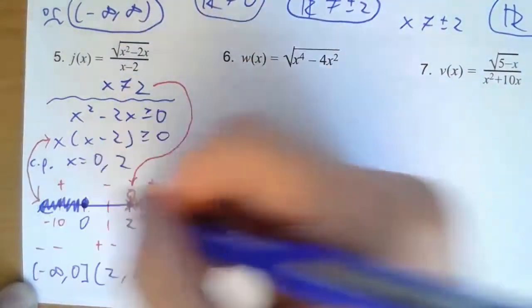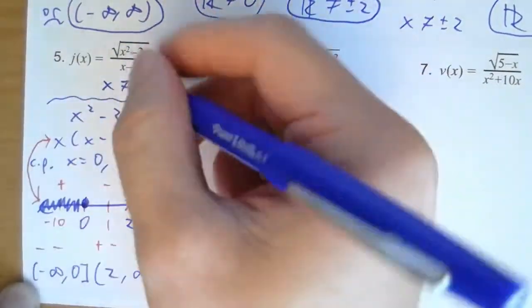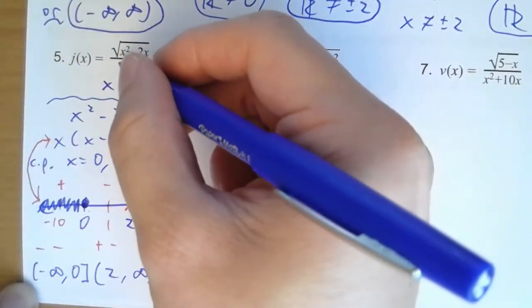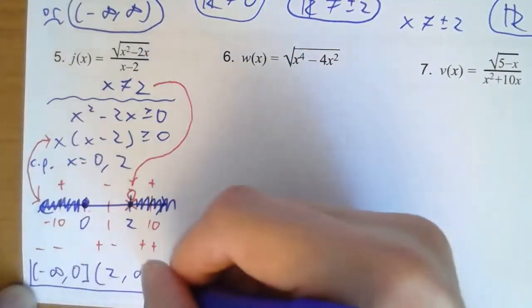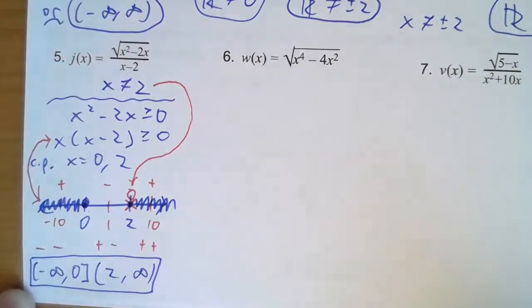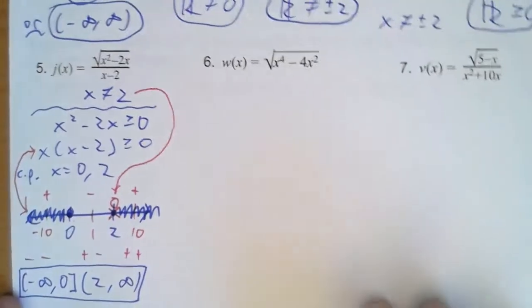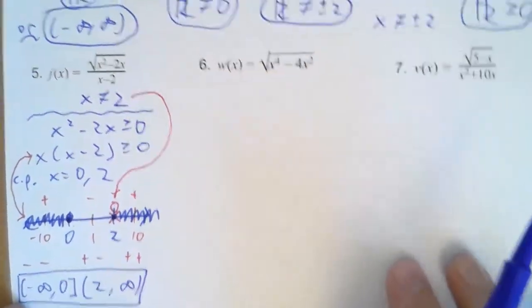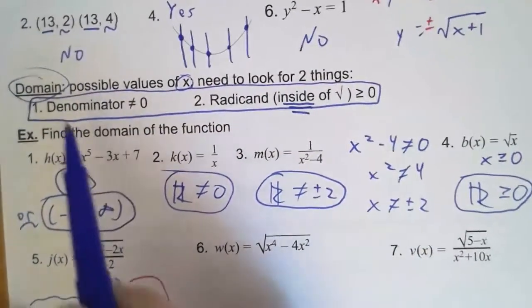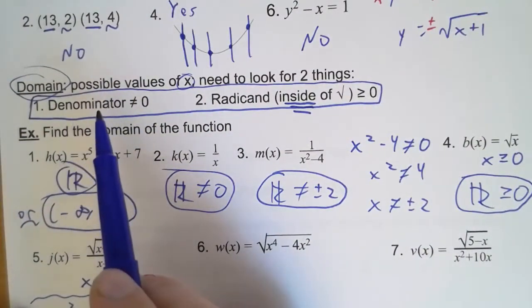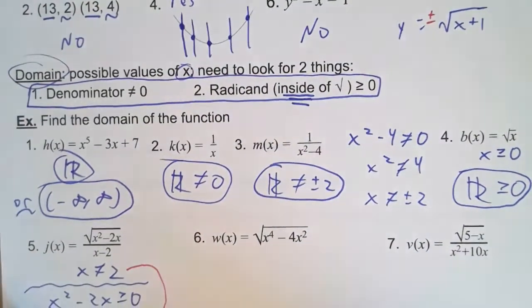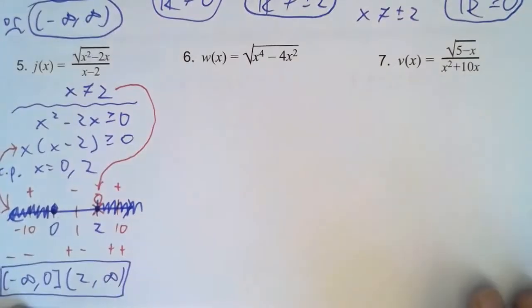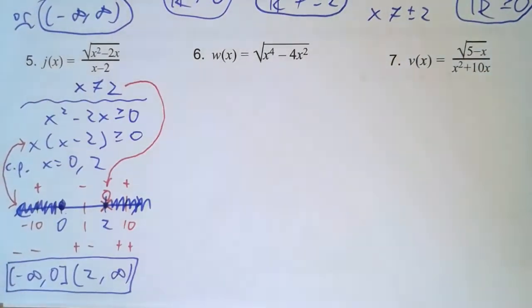So we need to combine what we get from this inequality with what we get down here from looking at the denominator. And that is my domain. All right, so now why don't you guys go ahead and try these two problems here. Remember, the two things you're looking for is you can't have a denominator be 0, and anything that's inside a square root has to be greater than or equal to 0. Take a look at number 6 and number 7 there, and go ahead and give those a try.